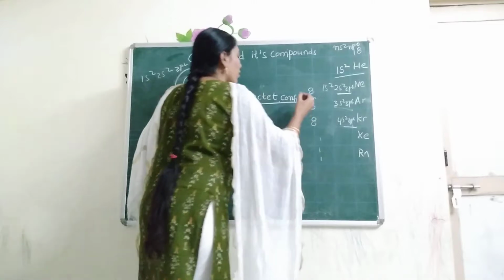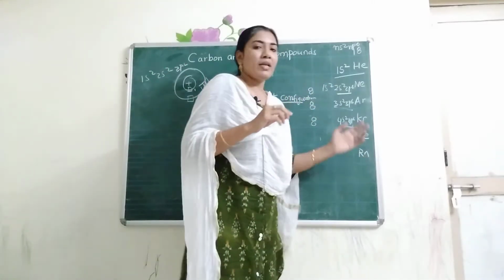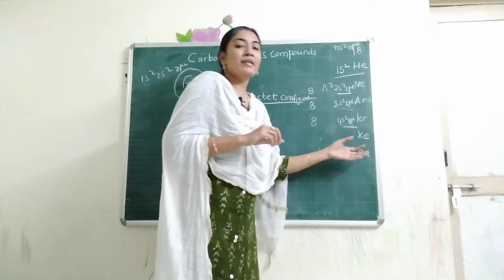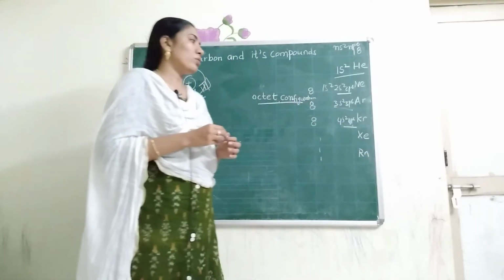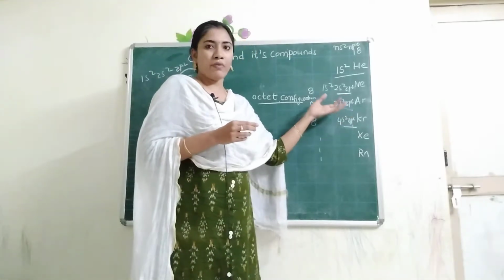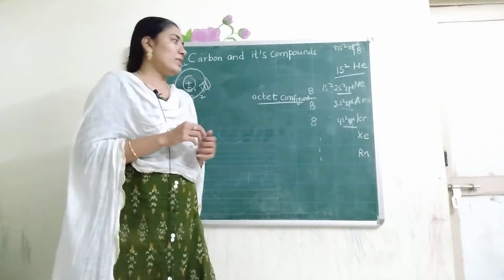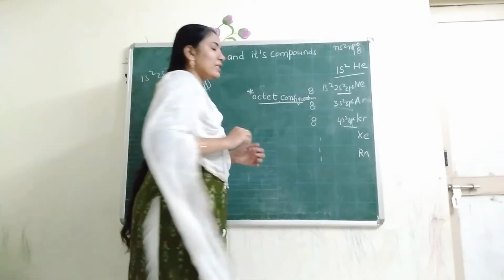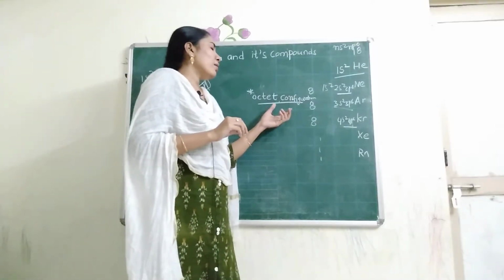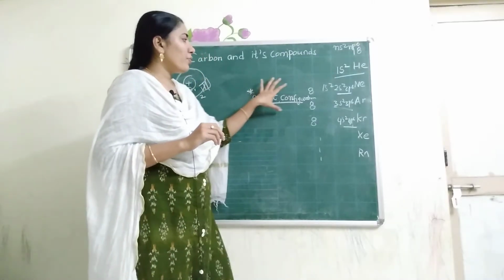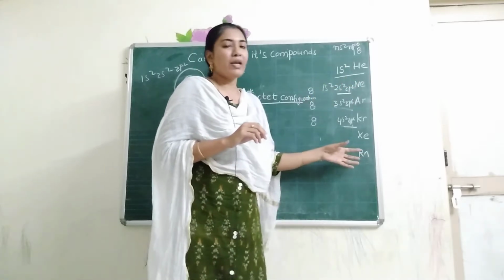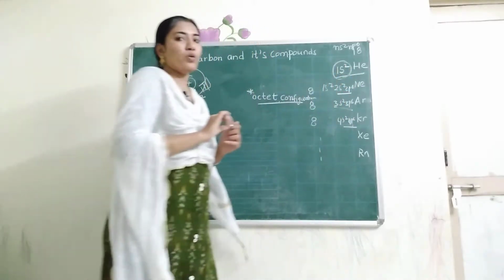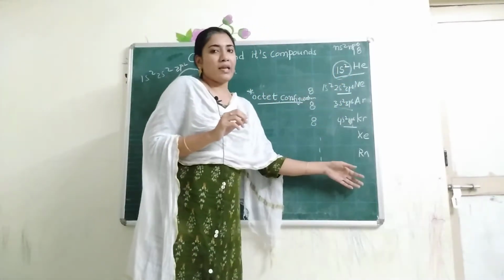Because of this octet configuration, these inert gas elements are inert towards reactions. Why are inert gas elements inert towards reactions? That means why do they not get involved in reactions? Because of the octet configuration in their valency shell. Because of the octet configuration, these noble gases become stable. Except helium, but helium is also stable because it is also a noble gas. All noble gases are stable.